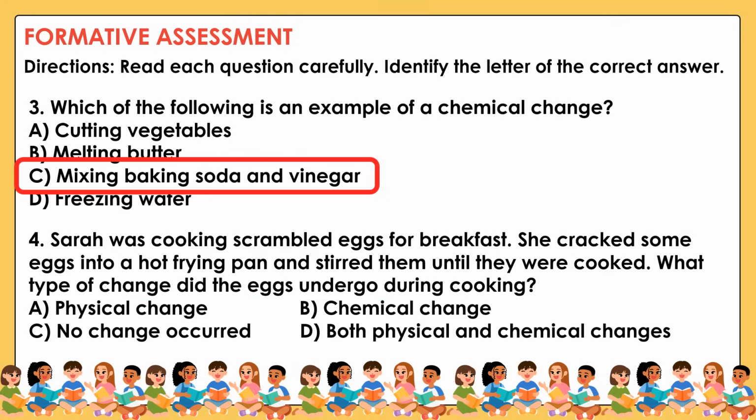Number 4. Sarah was cooking scrambled eggs for breakfast. She cracked some eggs into a hot frying pan and stirred them until they were cooked. What type of change did the eggs undergo during cooking? A. Physical change, B. Chemical change, C. No change occurred, or D. Both physical and chemical changes. The correct answer is letter B. Chemical change.